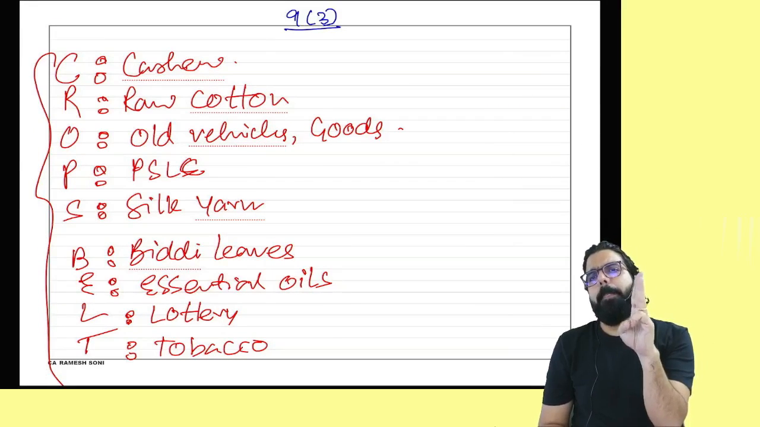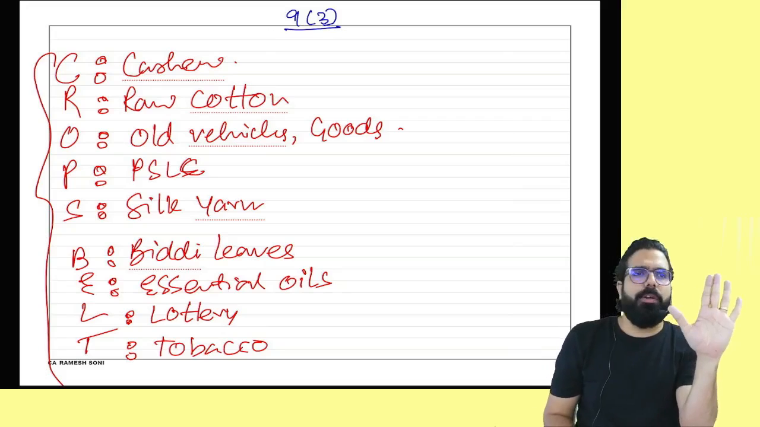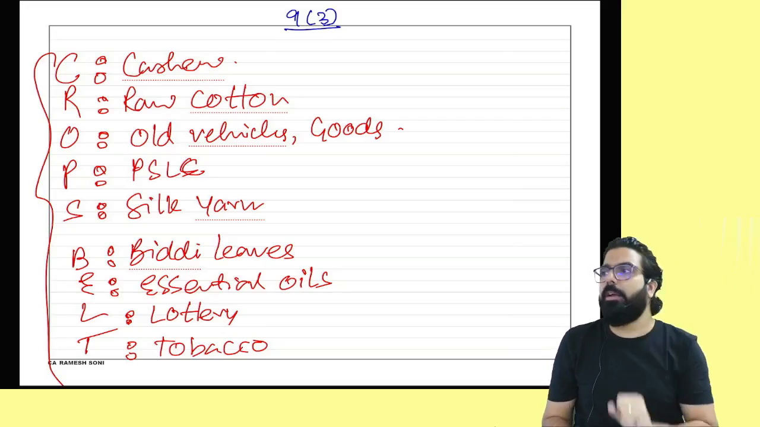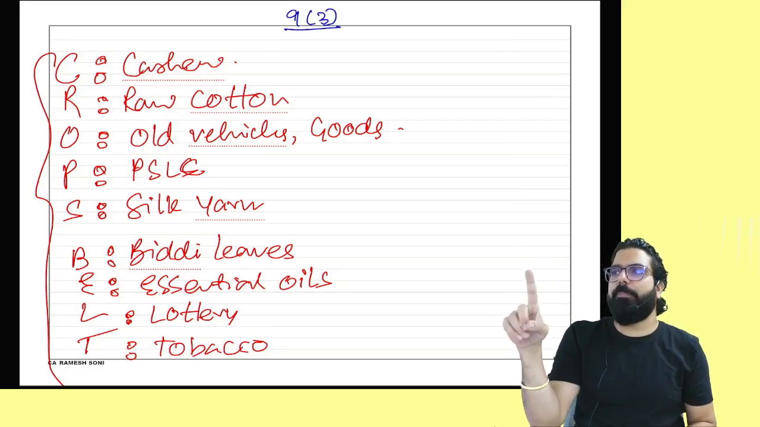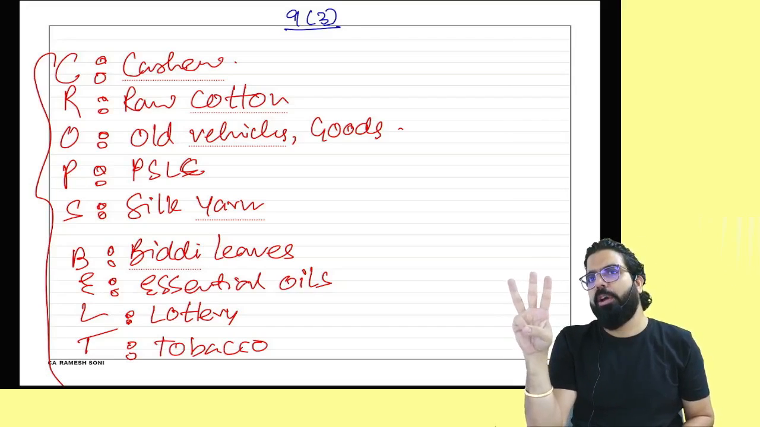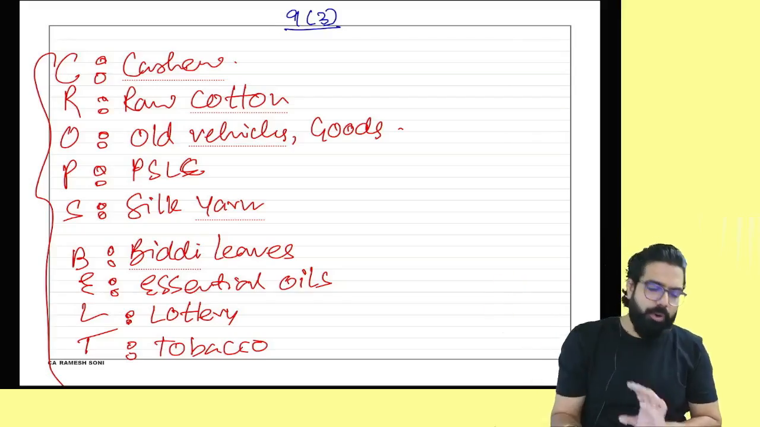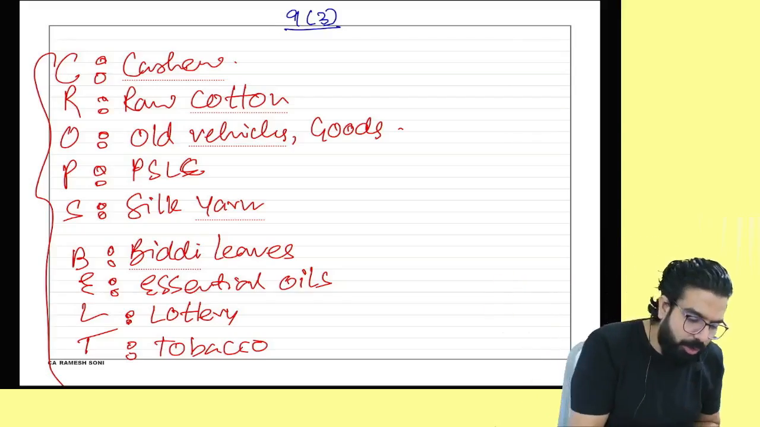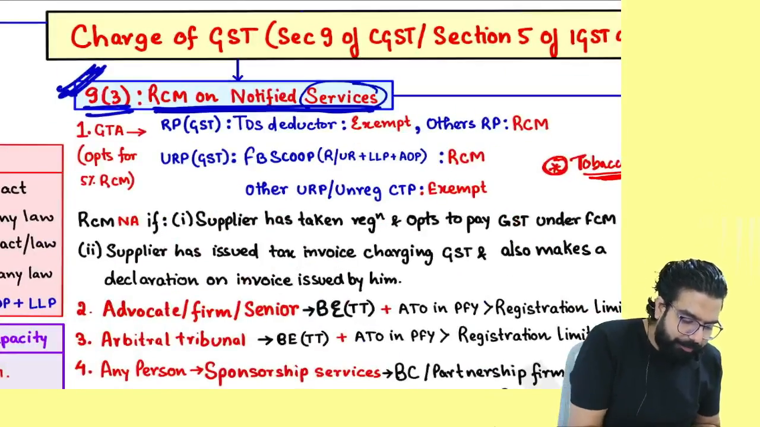Then BELT. B for BD wrapping leaves, E for essential oil, L for lottery, T for tobacco. Will you remember all of them now? Done. Close story. Please come to the left hand side.